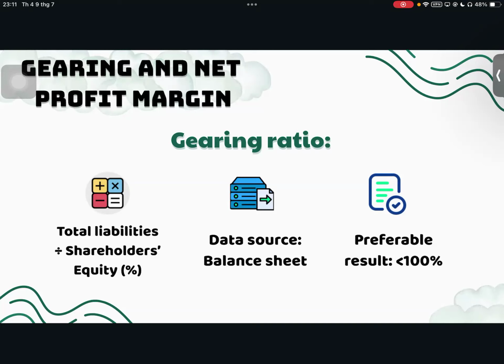If this gearing ratio, liability divided by shareholder equity taken by percentage, is under 100%, it means that this supplier has less debt than equity. Or in the other case, when they have more liability than shareholder equity, then the result will be over 100%.